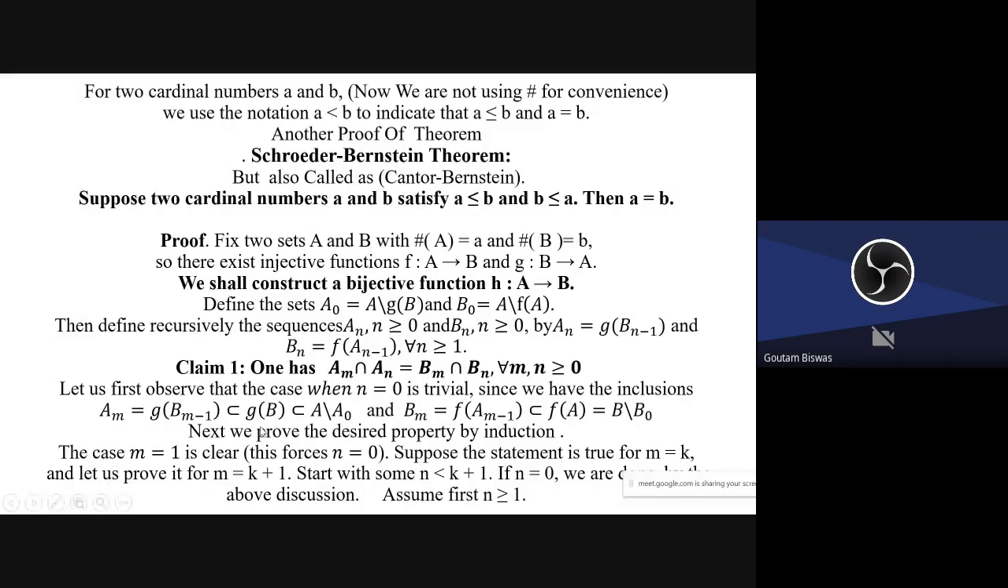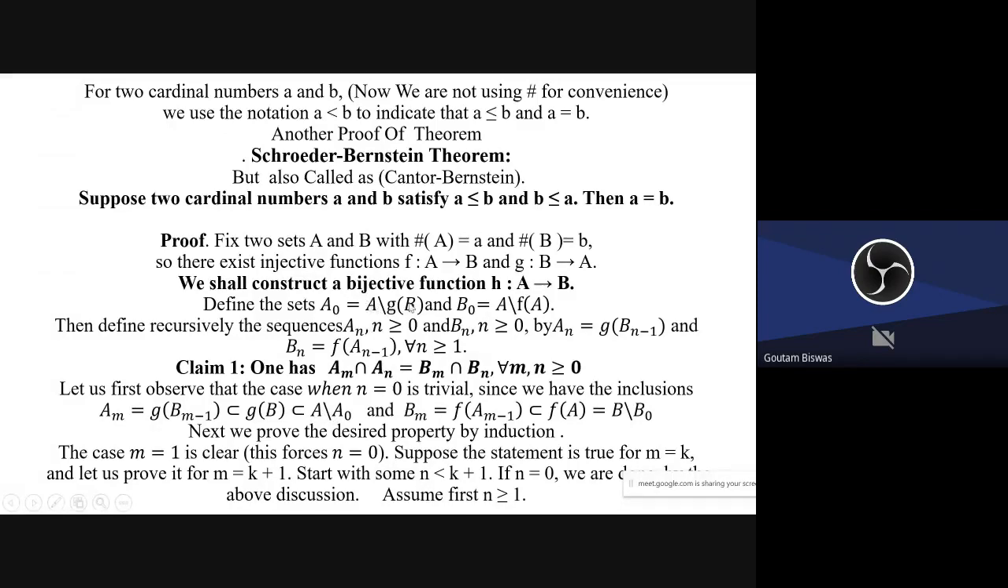What is GB? GB is the set of A. So GBm minus 1 is contained in GB, G of the set. So B is the bigger one. Every time it is deleted, so all these sets are smaller than its previous one. And this set is included in this set, A0, A minus A0.